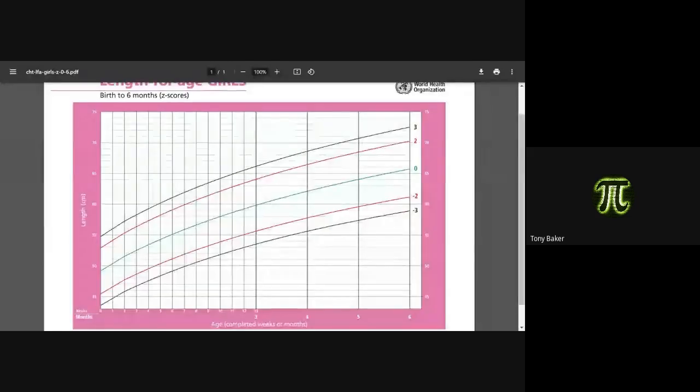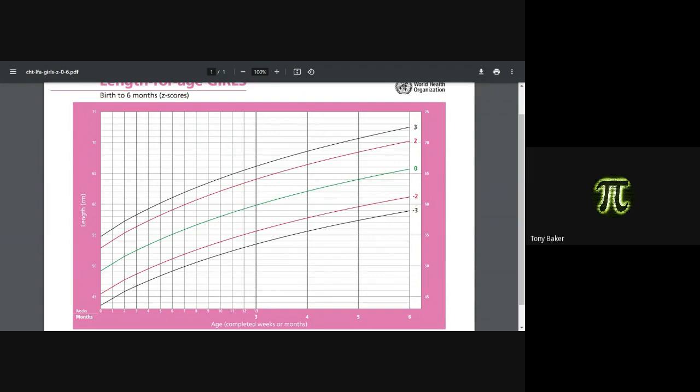This is the chart you see at the doctor's office. Now, this is one of those things that you actually can start to understand what it means. The green line in the middle is 0.